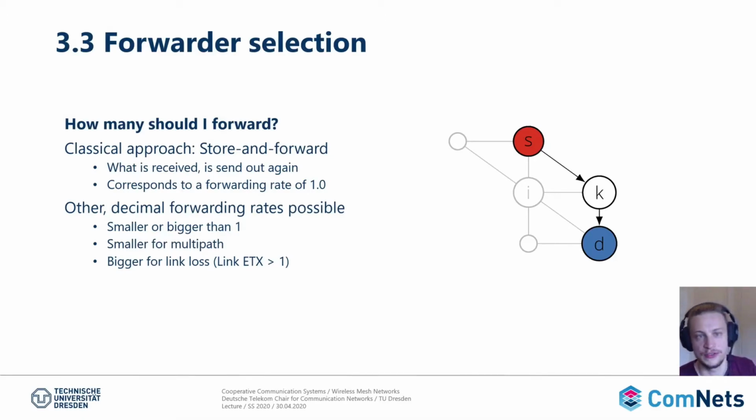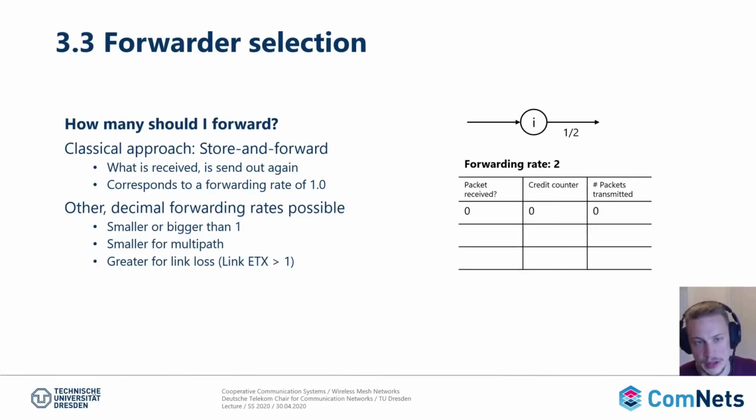A question remaining is how many of these forwarders should forward. So the classical approach in communication networks, you may have heard that in other lectures from our chair, is store and forward. So what is received by a node is sent out again, if the node is a forwarder. This would correspond to a forwarding rate of 1.0.